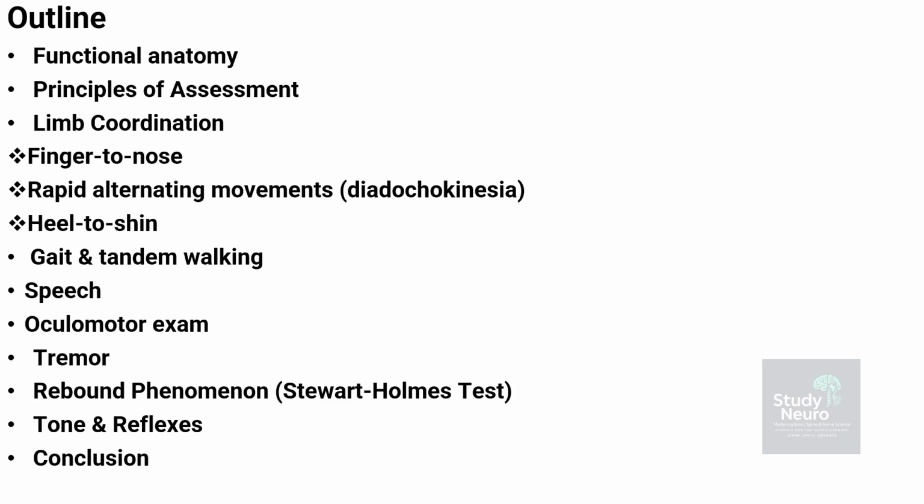Then we'll examine gait and tandem walking to assess truncal stability and balance. We'll also cover speech evaluation, highlighting dysarthria and scanning speech, and the oculomotor exam, including saccades, smooth pursuits, and gaze-evoked nystagmus. Finally, we'll discuss tremor assessments, the rebound phenomenon, and evaluation of muscle tone and reflexes.